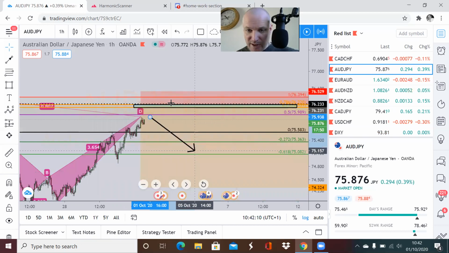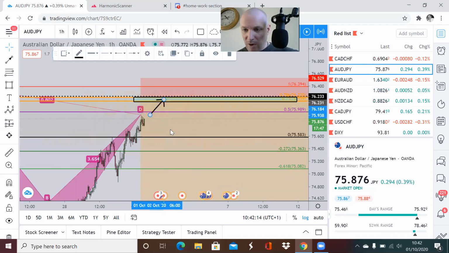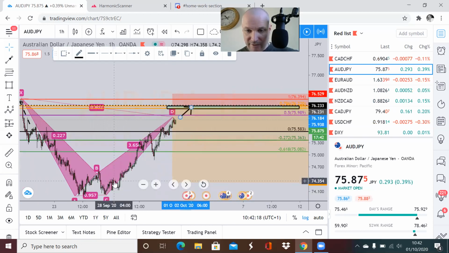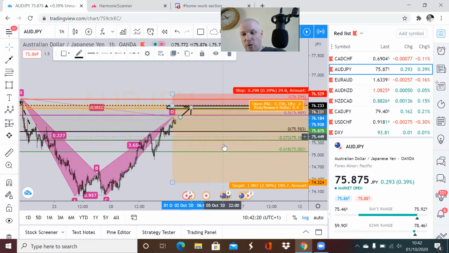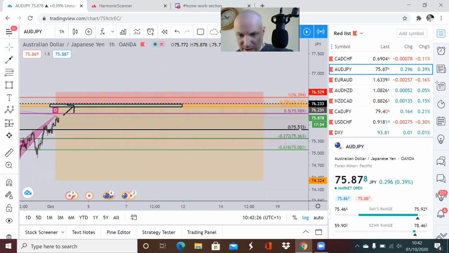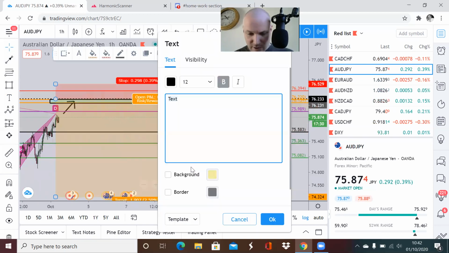So I'm expecting price to come up to touch this before it makes its true move, which will be down to the imbalance area of here. Again, risk to reward of 1 to 6.4. Again, guys, the parameters on this, I'm just going to put this on here for you. We've got an entry.